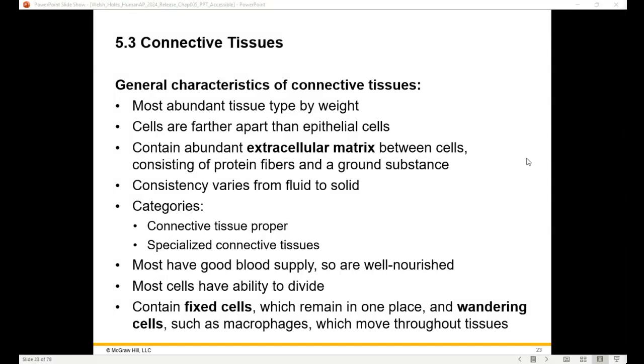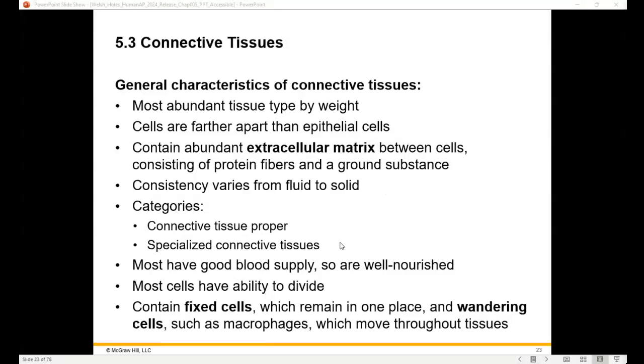Okay, next, connective tissues. Some of the general characteristics: they're the most abundant tissue type by weight in your body. Cells tend to be farther apart than epithelial cells. They contain abundant extracellular matrix between the cells that consists of protein fibers and what we call a ground substance. The consistency varies from fluid to solid depending on what type of connective tissue.